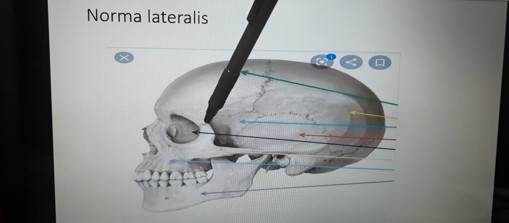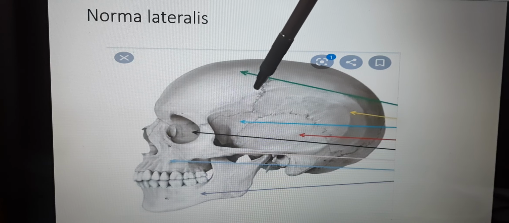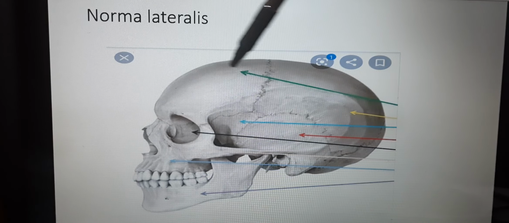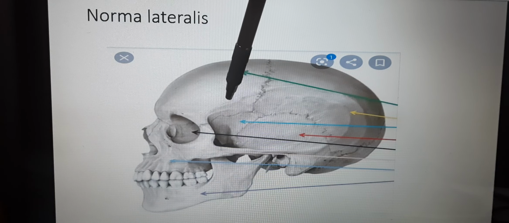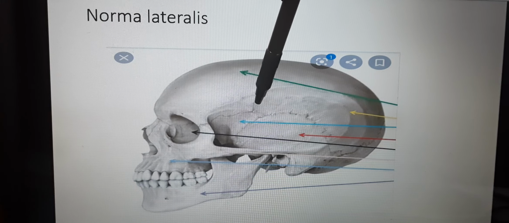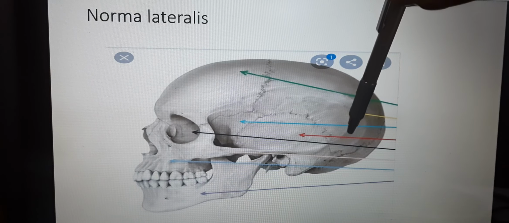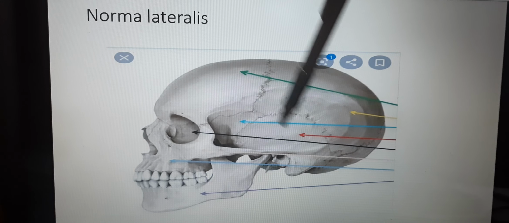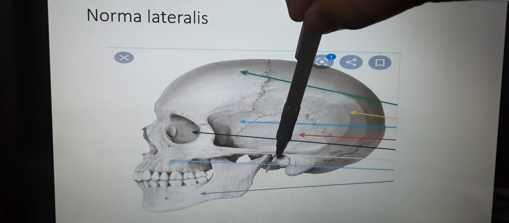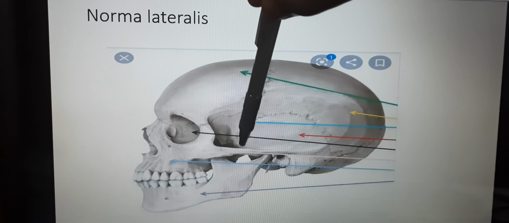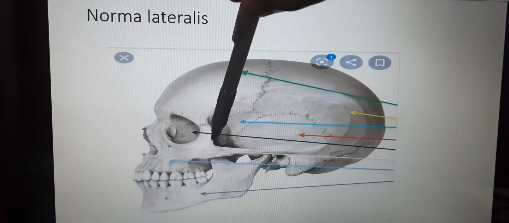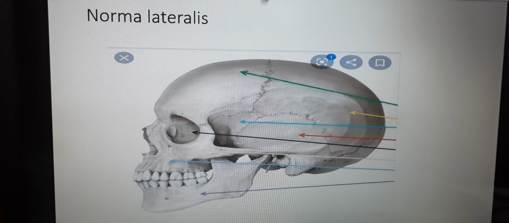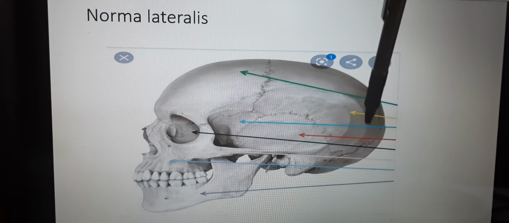So you can see that the temporal line starts as a continuation of the posterior superior border of the zygomatic bone. You can see there are two lines, one going upward and backward and again downwards and fades away, and another line which runs just below the superior line runs backwards, then downwards, then again forwards, and continues as supramastoid crest. This is supramastoid crest and continues as a superior border of the zygomatic arch. So in this temporal line, the inferior one is called inferior temporal line, and the above one is called superior temporal line.